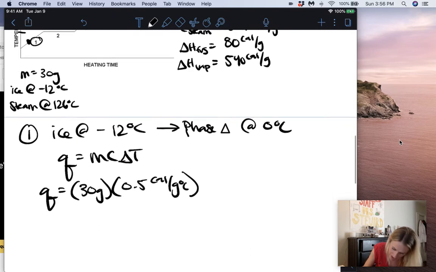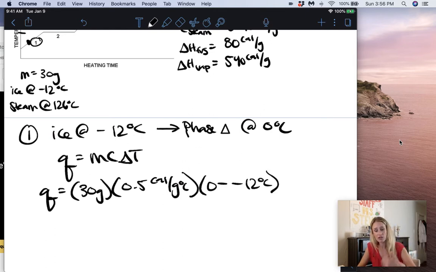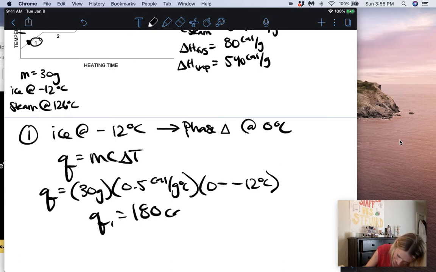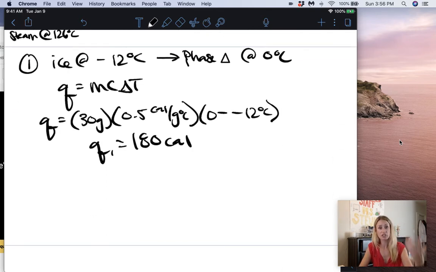And then the change in temperature is final temperature minus initial temperature. So that'll be 0 minus a negative 12 degrees Celsius because, again, we are increasing to 0. So that should be a positive change in temperature. And a negative of a negative is a positive. So we get 30 times 0.5 times positive 12, and we get 180 calories. So Q1 equals 180 calories. So that's our first heat or energy that's added.